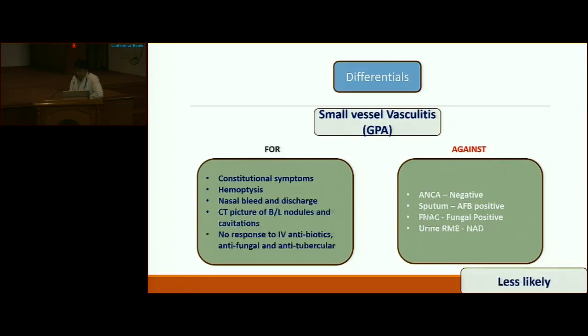We have also kept small vessel vasculitis, GPA. For it are the constitutional symptoms, hemoptysis, nasal bleed and discharge. The CT picture showed bilateral nodules and cavity, with no response to IV antibiotics, antifungals, and anti-tubercular drugs. Against it was that ANCA was negative, sputum AFB was positive, and FNAC was fungal positive. Urine routine microscopy was normal in this case. That's a less likely possibility.